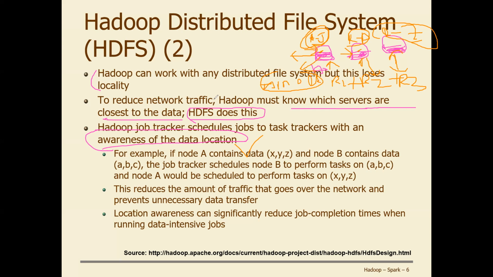It knows where each data lies. Where all of A's data is lying, where B's is lying, where C's is lying. So it's aware of their location and that is the reason that it is able to handle MapReduce. And in this way, I can prevent any unnecessary data transfer. It can significantly reduce the job completion times when running data intensive jobs. So this kind of thing is really great, and it's been working since the last 15 years. It's going very well.